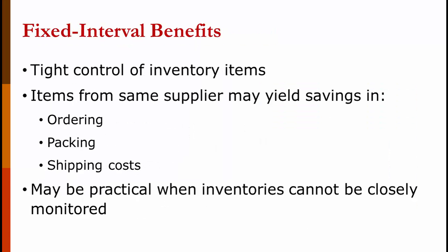There are a couple of benefits of the fixed order interval model. As I mentioned in my example earlier, when we're ordering from the same supplier, we may have order savings, packing savings, shipping savings. Oftentimes, it's the only approach that's practical when you don't have the ability to monitor your inventory closely. And what that usually means is you haven't computerized your inventory.